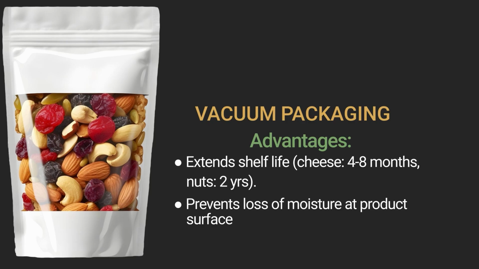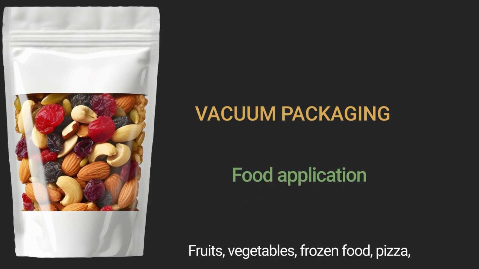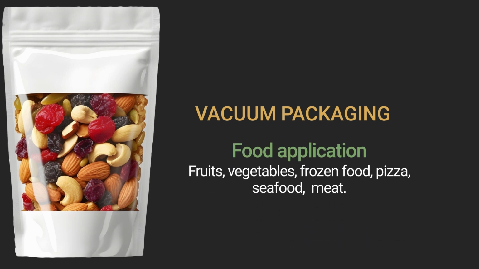For example, the shelf life of cheese is normally 1 to 2 weeks, but if we go for vacuum packaging, we can keep the cheese for 4 to 8 months. We can even keep nuts for 2 years when vacuum packed. Vacuum packaging also prevents the loss of moisture at the product surface. And as the air is removed, the volume of the package will be less, so it will require minimum storage space. This vacuum packaging can be used for various products like fruits, vegetables, frozen food, pizza, seafood, meat, etc.